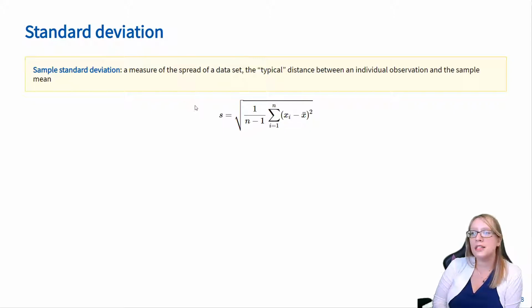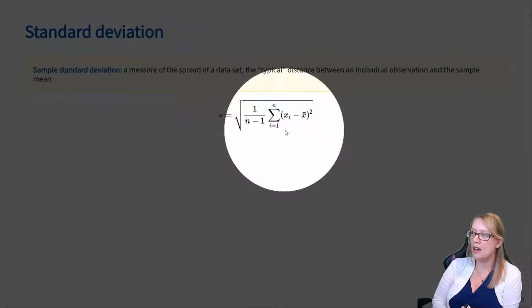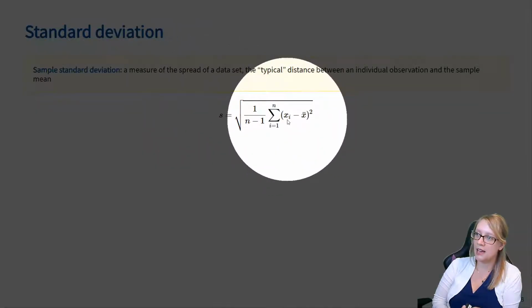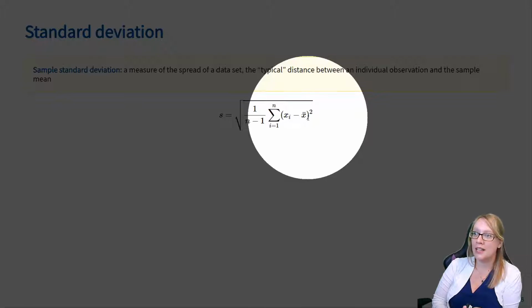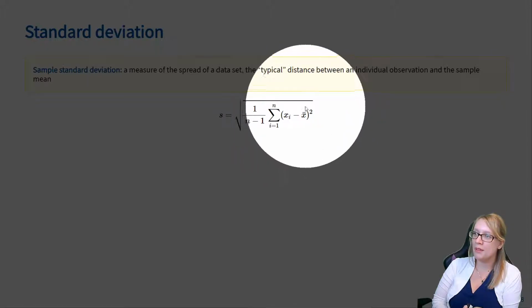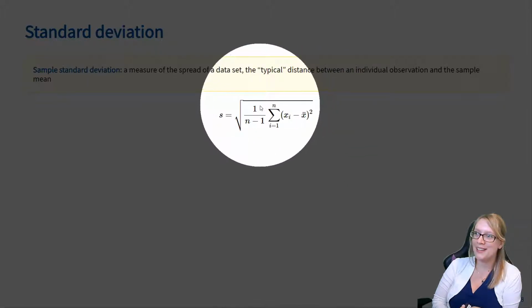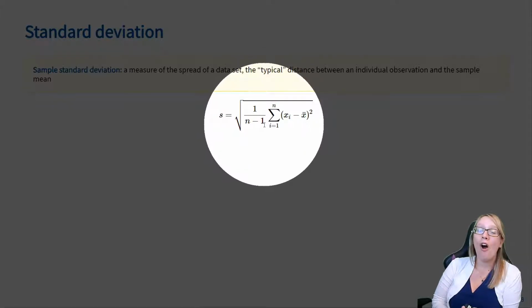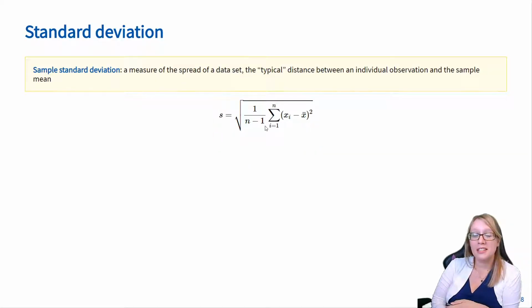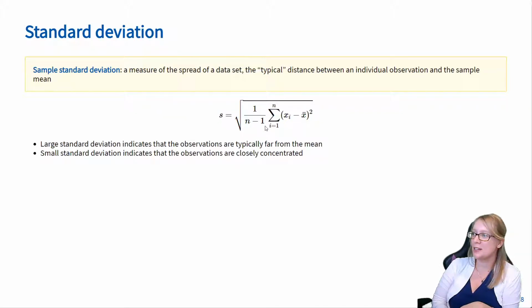We calculate this by taking the sum of the individual observations, x_i, minus the mean, x bar, squaring that up, adding them up, divided by n minus 1, all of that in the square root. This is definitely one of those formulas that we won't be calculating by hand this semester.